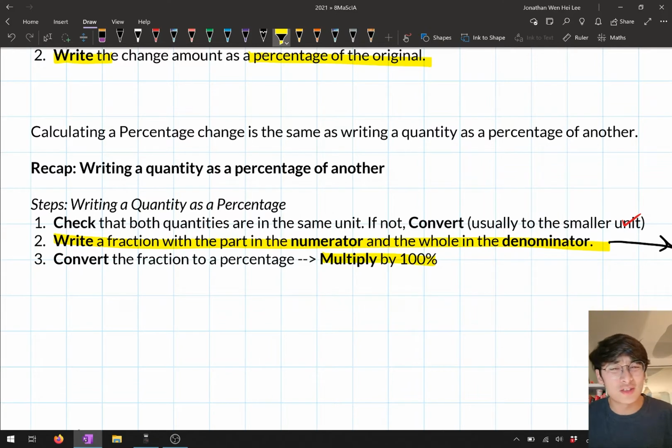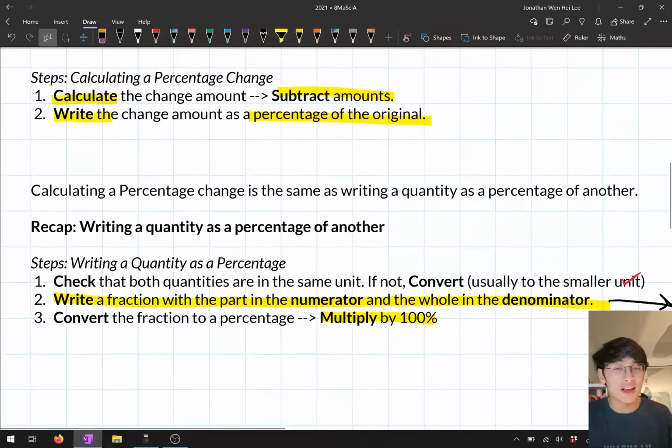So this is actually a few steps that we've done before earlier in this topic. When we're applying it to percentage change, all we are doing is first calculating the change amount by subtracting the two amounts, and then writing it as a percentage.